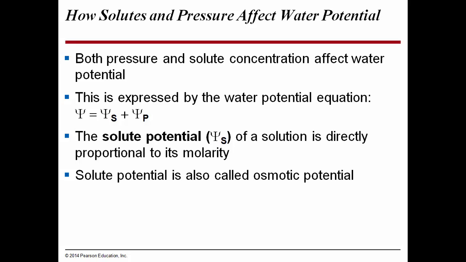A 0.1 molar solution of glucose in pure water has negative 0.23 megapascal. Psi S, the solute potential, is always a negative number. Okay, so it's either 0 or some negative number. 0 only if it's pure water. So the more solutes you have in it, the less free water you have, and then you have an increasingly negative solute potential. Solute potential is also called osmotic potential.